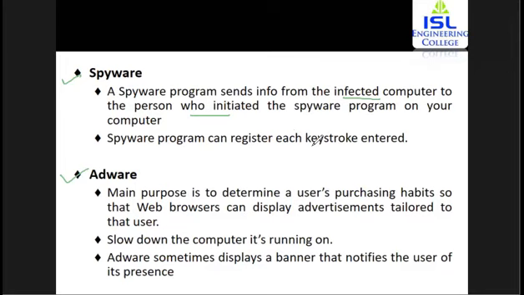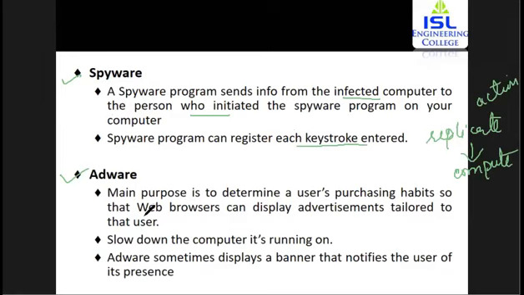A spyware program can register each keystroke entered, that is, what you're doing, even the smallest click or the key you're pressing, everything is recorded. It can also replicate actions on another person's computer, showing everything that they're doing on their system. As each action is replicated, you can get access to all the sensitive information, all the personal and professional details of that particular person.